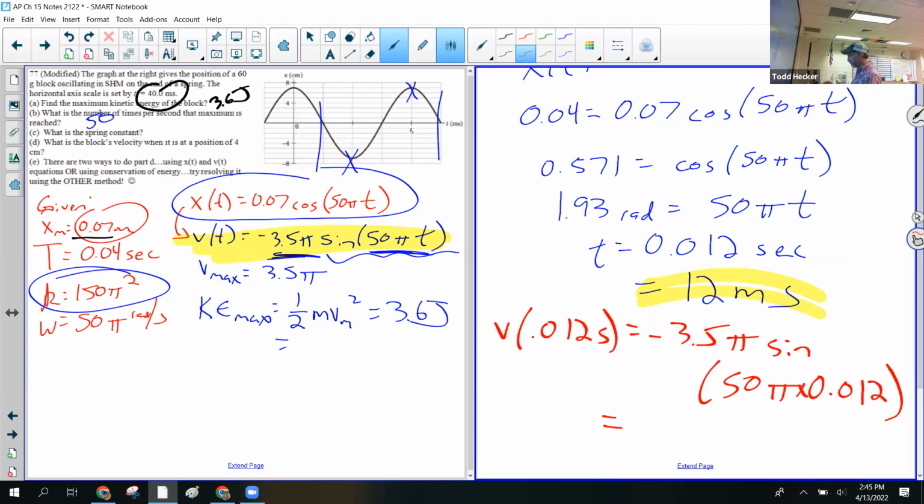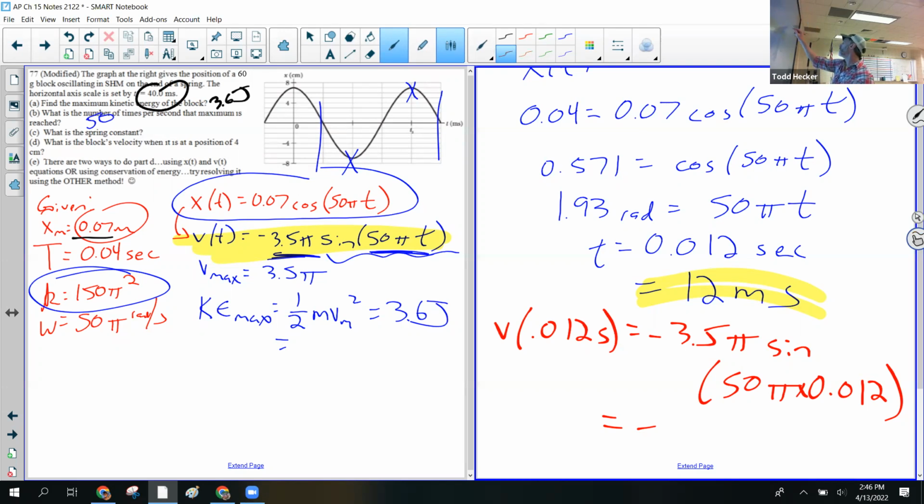So I'm going to take my previous answer and multiply it by 50 pi. That gives me the 1.92 radians again. I want the sine of that, and then times 3.5 pi, and it's negative. So you get, it's not the same answer I had before. All right, I'm sorry. I should have written these out before.